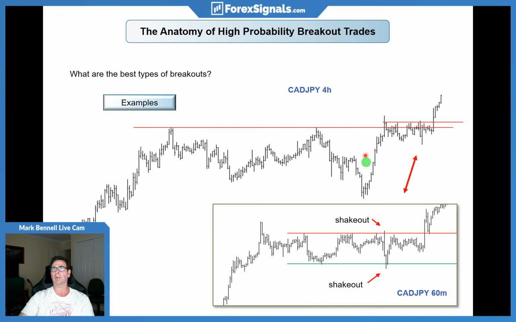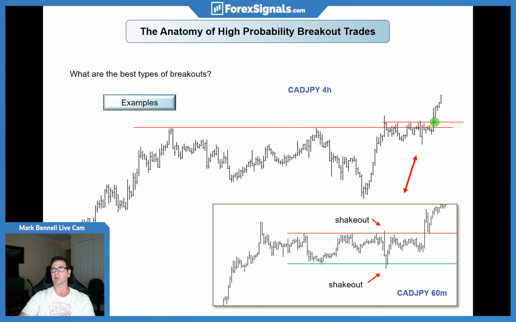CAD yen, 4 hour. Level through here. Push. Too sharp. Consolidation. Shake both sides. See it here? Here's the 60 minute. See the shakeout both sides? Was this on news? Probably. But look at the levels that they took out. Did they do this on purpose? I'm guessing so. Right? So V reversal then. Sideways. Bang. Straight out. Right?